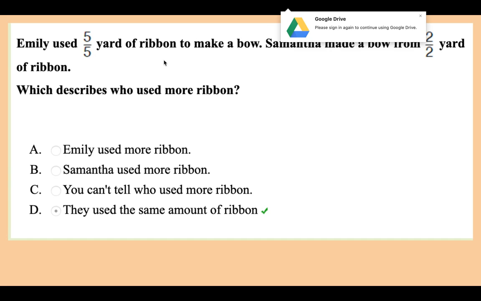Emily used 5/5 yard of ribbon. That means she used the whole yard. She used a bow from 2/2 yard of ribbon. They both used the same amount because they both used 1 whole.